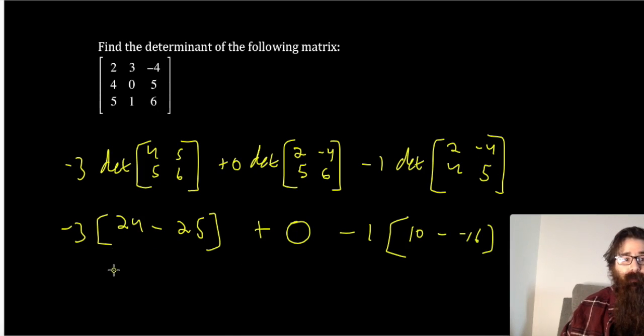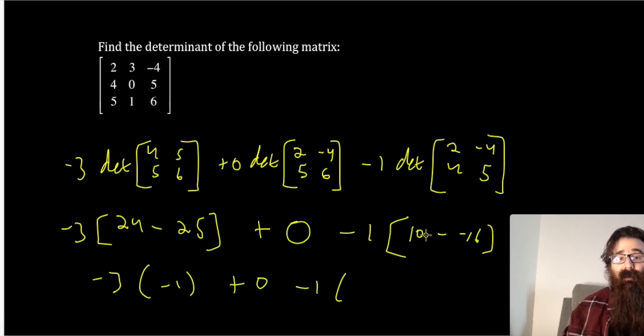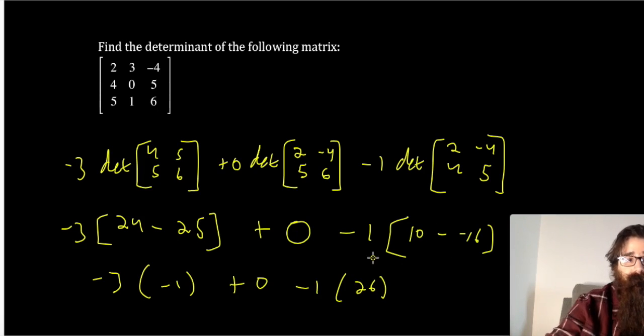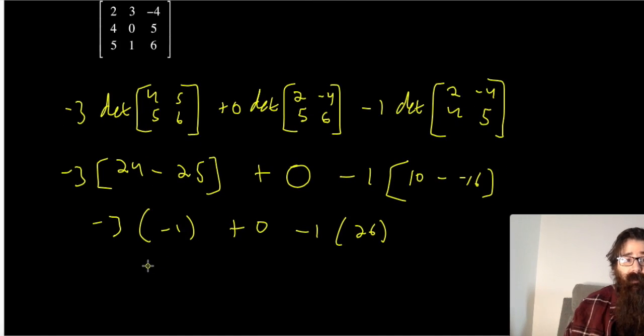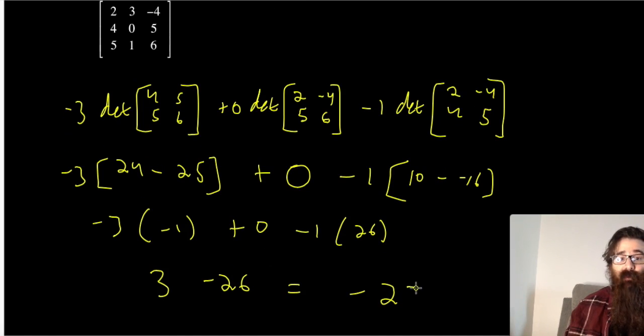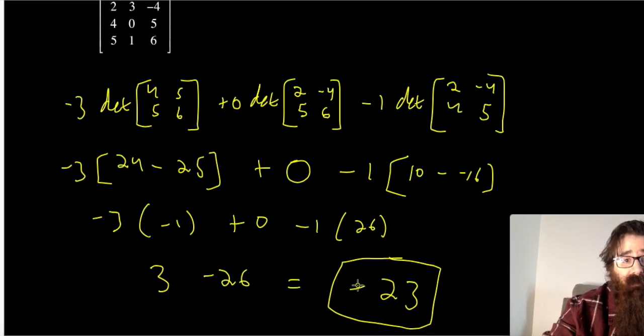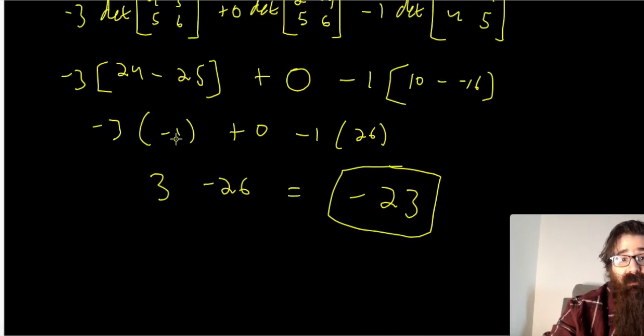So here what do I wind up with? I have negative 3 times, this is a negative 1, and then plus 0, and then minus 1 times, this is really 10 plus 16 gives me 26. So going through with this here, I have negative times negative is positive, so that's 3, and then minus 26, which is going to give me negative 23. And you can choose how to do that cofactor expansion. I chose to use a 0 because it made things a little bit easier computationally.